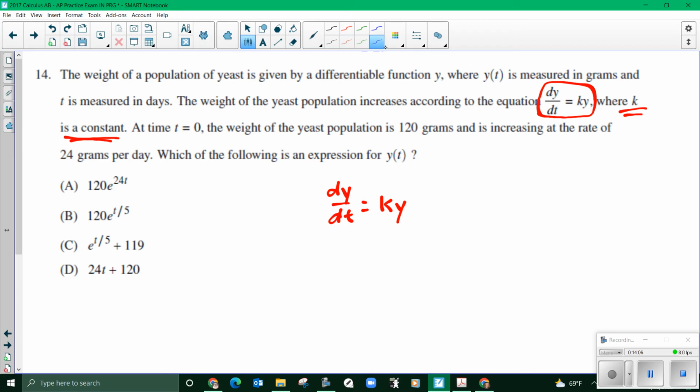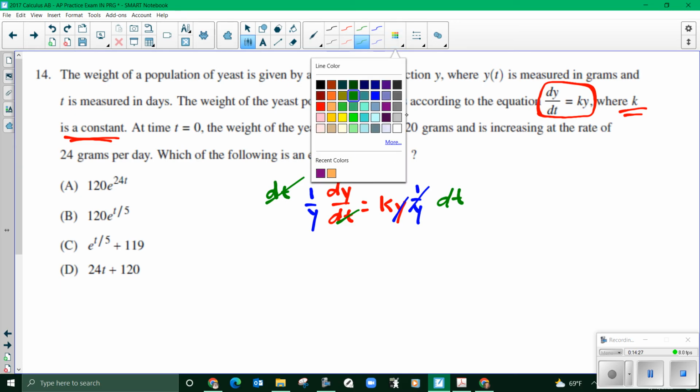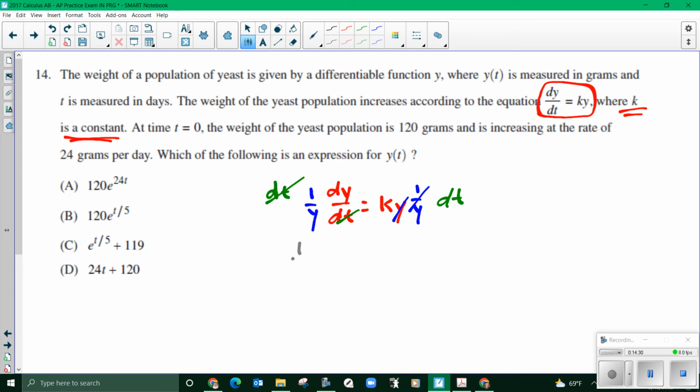So I'm going to multiply this side by 1 over y. This cancels with this. I'm going to multiply the left side by dt. So this will cancel with this. And I multiply the right side by dt. So let me clean this up. And when everything is all said and done, I have 1/y dy equals k dt. At this point, I have two differential equations that I can integrate. I'm going to integrate this side, and I'm going to integrate this side.